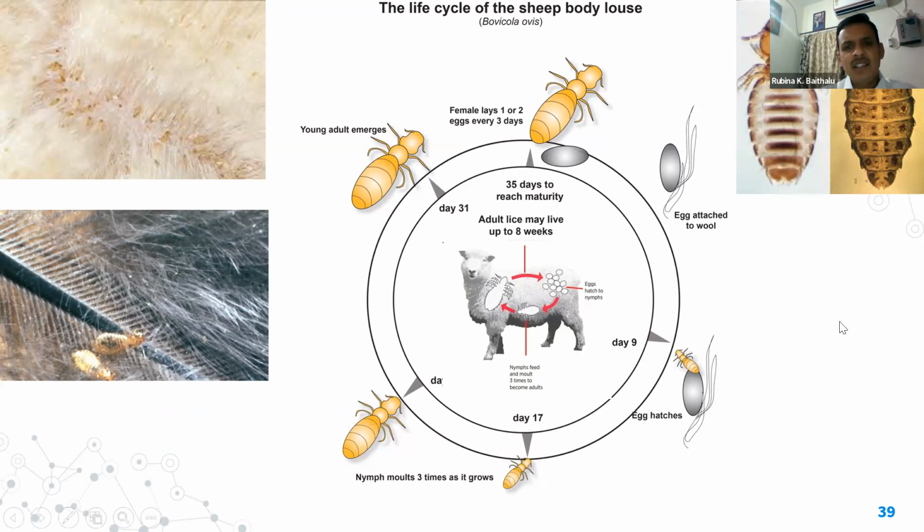Their life cycle is completed within 35 days. They produce eggs, and the eggs attach to the wool and hatch. They give rise to the nymph, and the nymph gives rise to the adult. The total life cycle depends on the environmental condition. Normally it takes 35 days to reach maturity, but it can take more days under adverse conditions. So you can see this lice population, how they are attaching to the hair fibers.